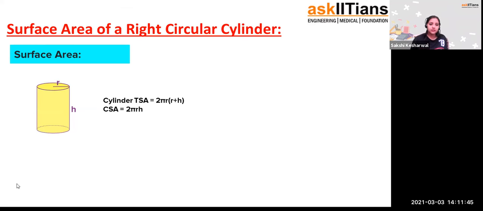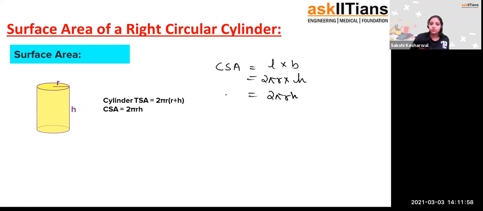So what is a TSA? If I say TSA, what will your CSA be? For CSA, right now we did L into B, so this is 2 pi R into H. This is how you got the formula. That is 2 pi R H. That is the CSA, right? This is the derivation of the formula.